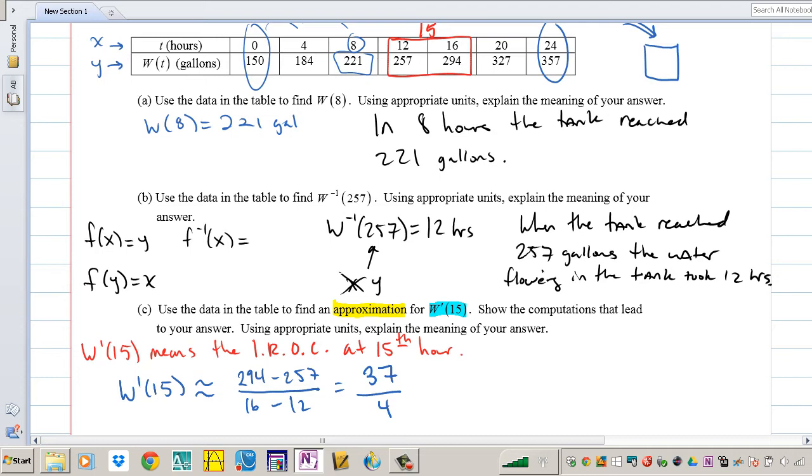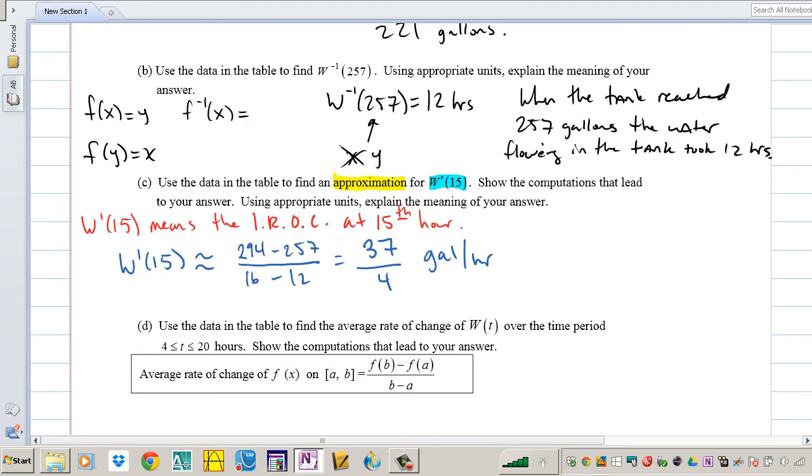Our units is no longer just gallons. Since we're trying to find the change of the gallons with respect to time, we're going to say gallons per hour. Now, this is not an exact rate of change of what's happening in the tank. It's an approximation. Since all we have is table values, that is the only way we can approximate the derivative at 15.